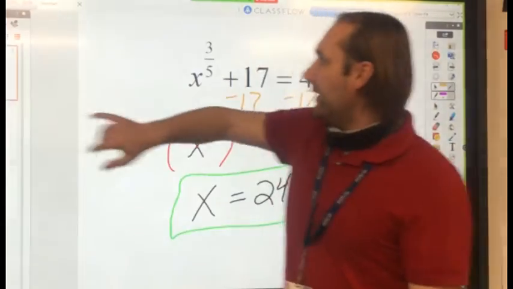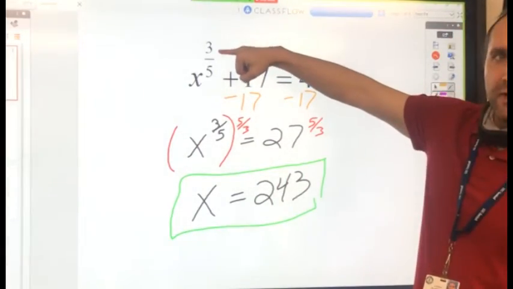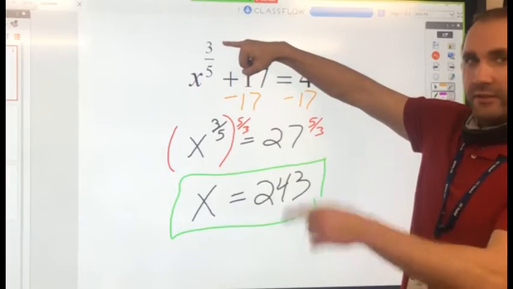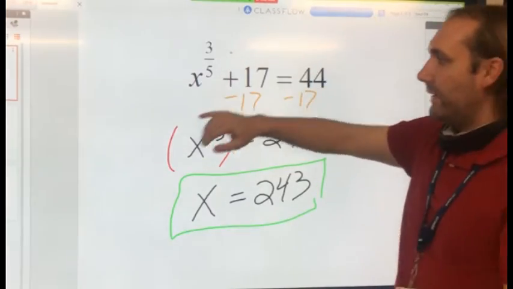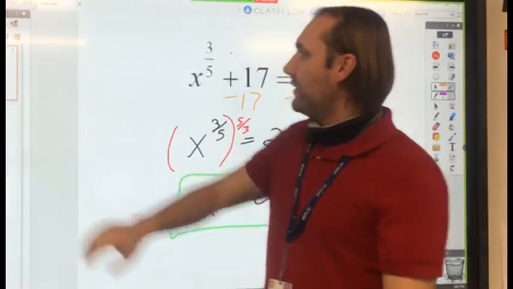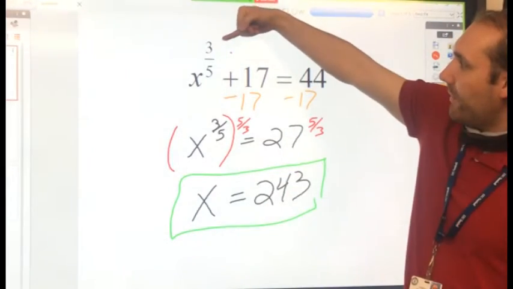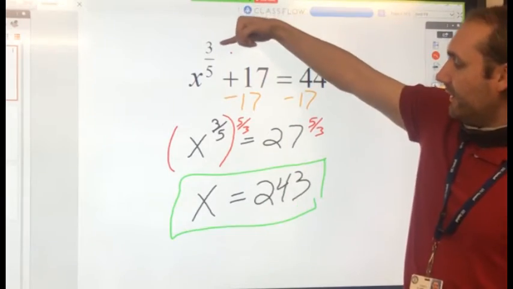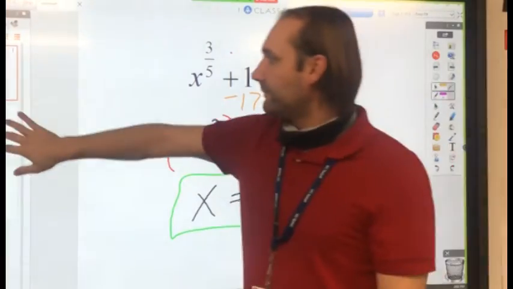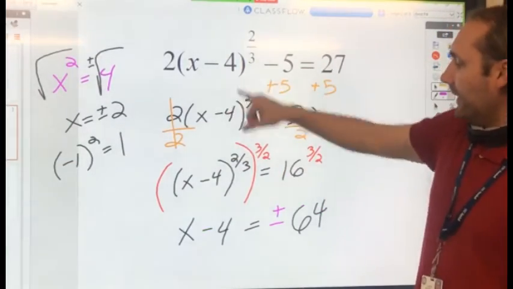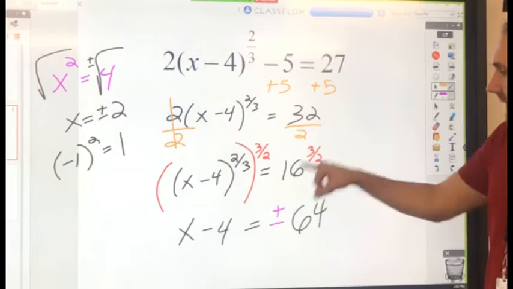I did not do that here because I'm working with an odd power, right? This negative, if it's a negative, it's going to come out negative. A plus, it's going to come out plus. So before you begin each of these problems, you need to look and see, okay, what is my power? Is it even or odd? Odd? Okay, I don't have to worry about plus minus. Even, I'm squaring, I will have to worry about plus minus here.